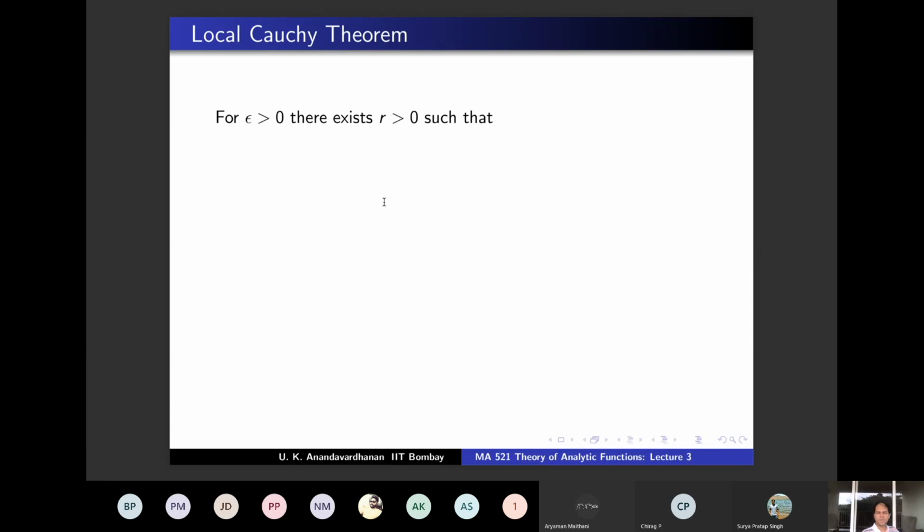I have called it R here. So for every epsilon there is an R such that mod Z minus Z0 less than R implies mod of (F(z) minus F(z0)) by (z minus z0) minus F prime Z0, that modulus, is less than epsilon. We have rewritten it like this. So given an epsilon there is an R such that this happens, as differentiability of F at the point Z0.